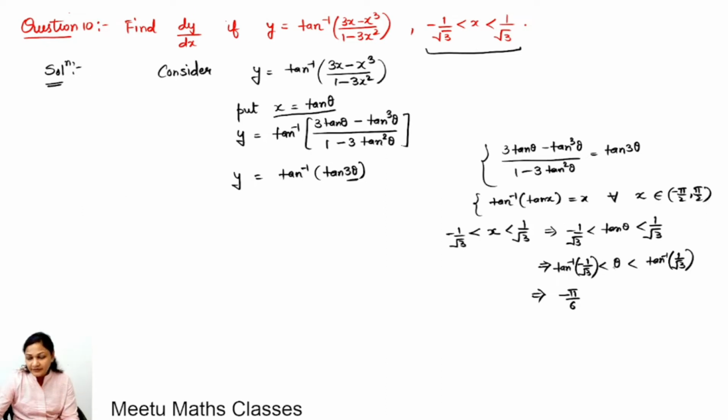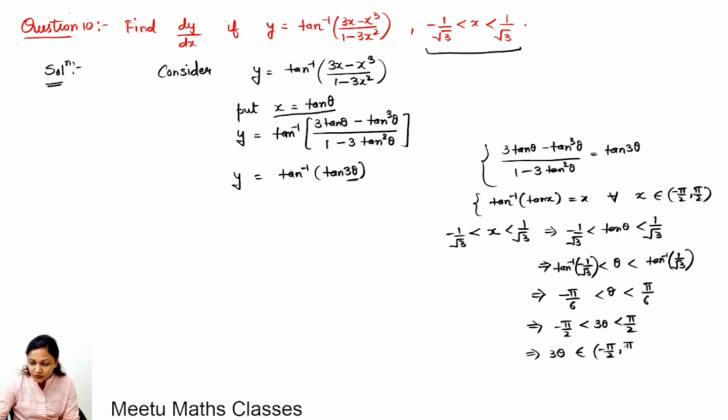Because the range of tan inverse x is minus pi by 2 to pi by 2, for the negative value you have to find theta in the fourth quadrant, and for the positive value theta must be in the first quadrant. So this implies that if we multiply by 3, 3 theta will lie in between minus pi by 2 to pi by 2, the open interval.